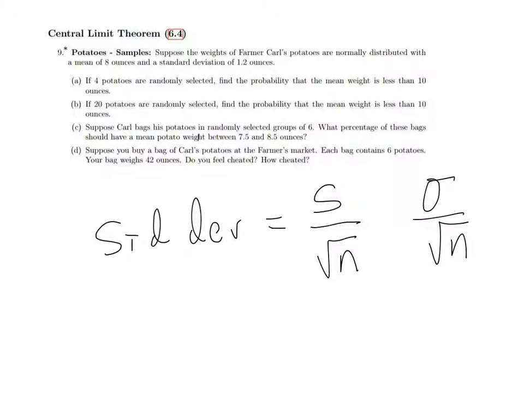For this one, they're telling us the standard deviation of these potatoes is 1.2. In all these following examples, I'm just going to take whatever they tell me for a sample size, substitute it in, and that'll be my new standard deviation for that sample. I'm going to do the first couple, then we're going to talk a little bit of theory about it all, and then we'll come back and finish these problems.